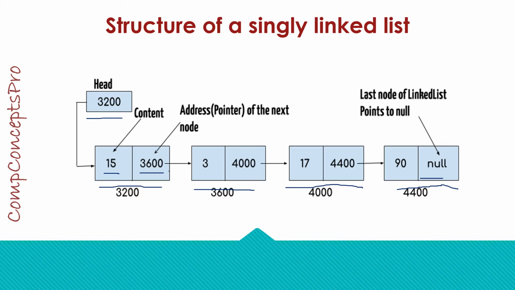Each node is pointing to the next node and the address of the next node is stored in the next pointer of the previous node. So like this, the first node is storing the address 3600, which is the memory address of the second node, and the next pointer of this second node is storing the memory address 4000, which is the address of the third node, and so on.